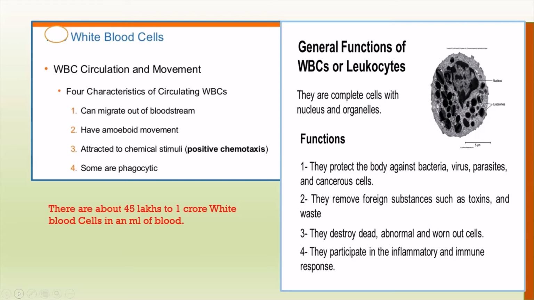So, what are the functions of WBCs? They protect the body against bad bacteria, viruses, parasites, and cancerous cells. They remove most of the toxic substances such as toxins and wastes. They destroy dead, abnormal, and worn out cells. They participate in the inflammatory and immune response.